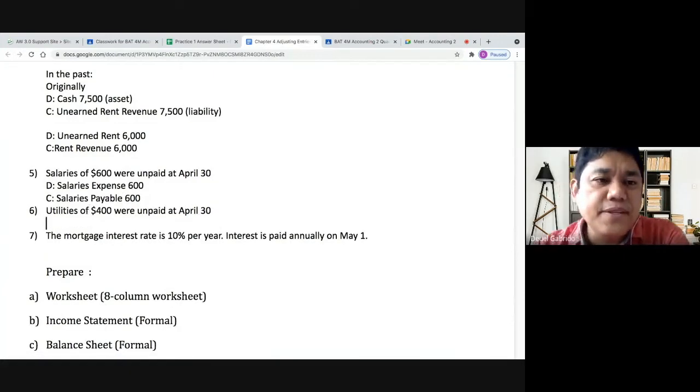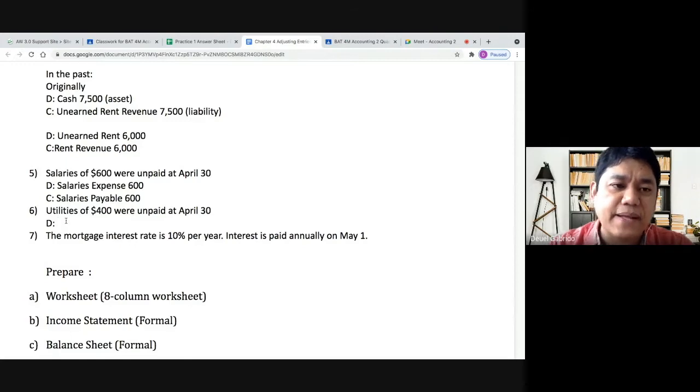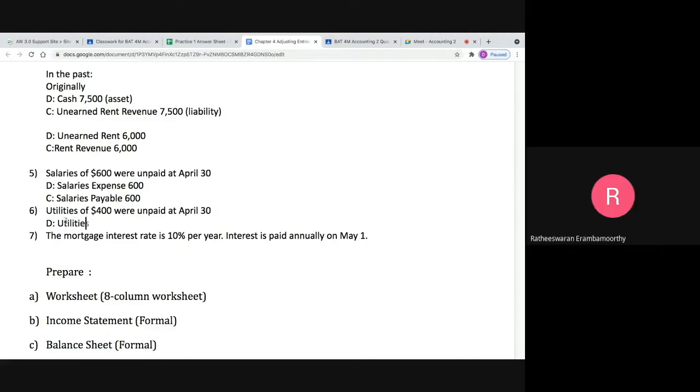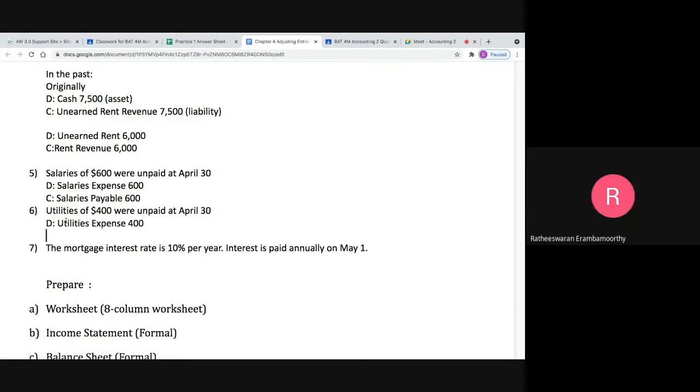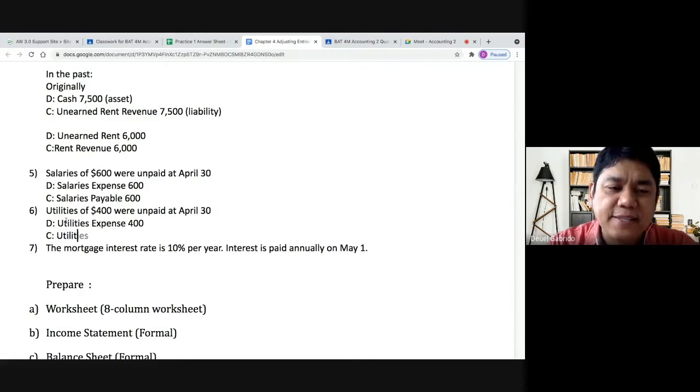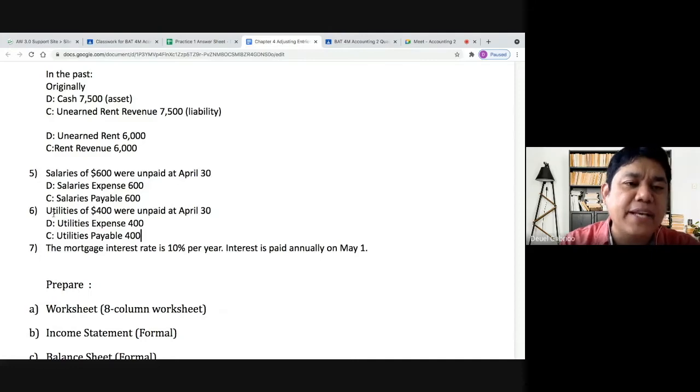All right. Utilities of 400 were unpaid at April 30th. So guys, these are the bills that are not paid yet. So what shall we do? Debit what? Utilities. We will recognize the expense, right? Utilities expense debit. Very good. And that is 400. Utilities payable credit. So utilities payable, just like number 5, right? Utilities payable, credit 400. Similar to number 5 because these are unpaid expenses and it's already closing time, but we are not paying yet.